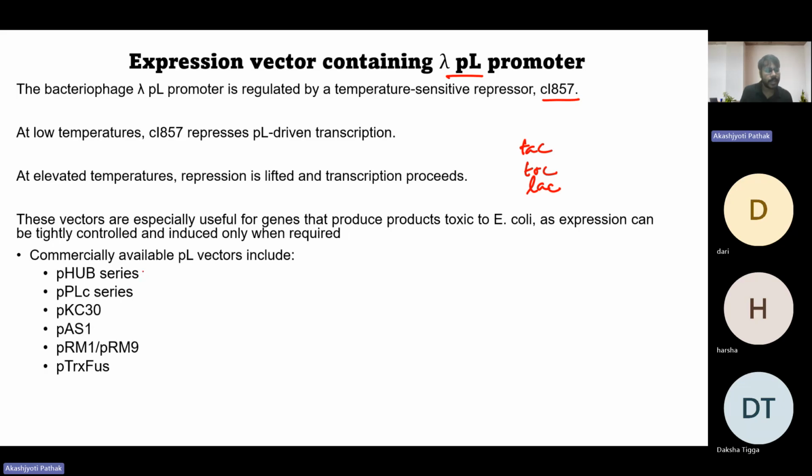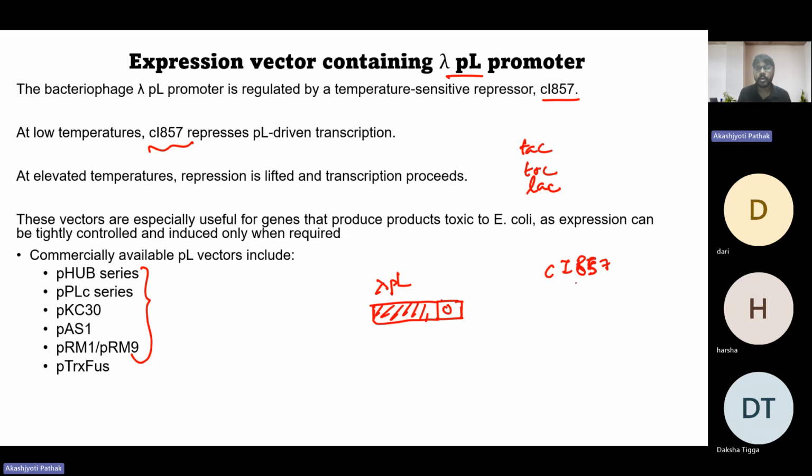These are the different PL vectors that are available: pHUB, pPLc. So this is your lambda PL promoter, and it is controlled by a repressor. You have the operator gene, isn't it? And this is the repressor protein, CI857.